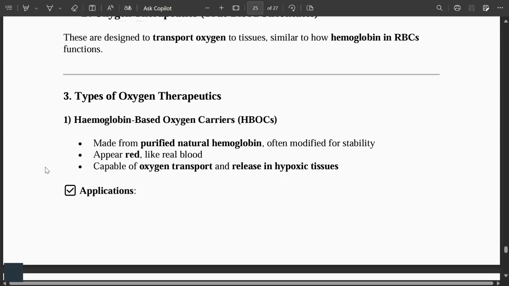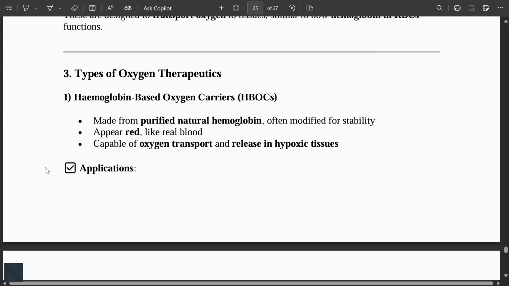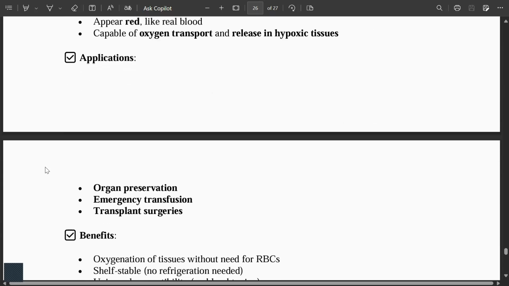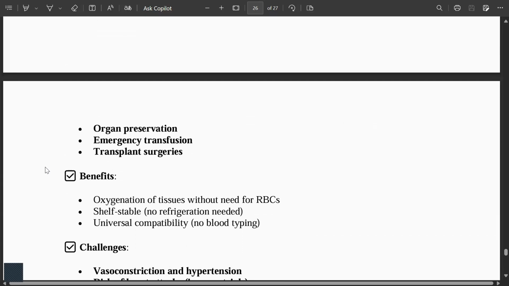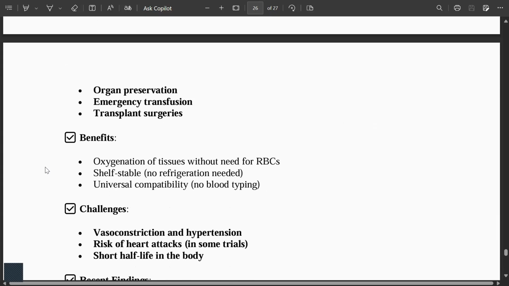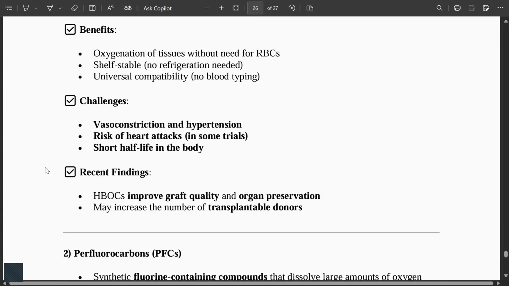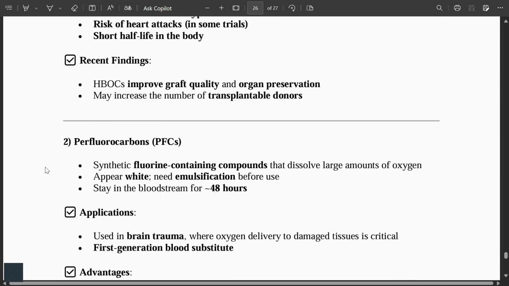Firstly, hemoglobin-based oxygen carriers. It is made from purified natural hemoglobin, often modified for stability. Appears red like real blood, capable of oxygen transport and release in the hypoxic tissues. Applications: organ preservation, emergency transfusion, transplanting surgeries. Some challenges are there for that also.